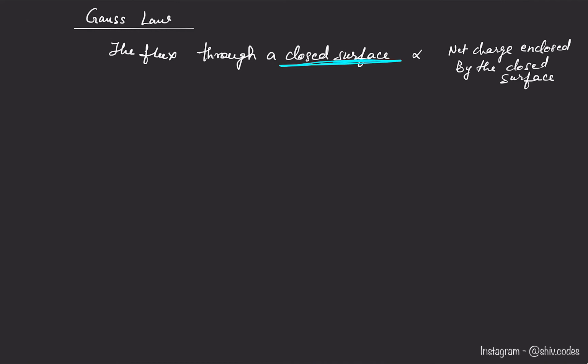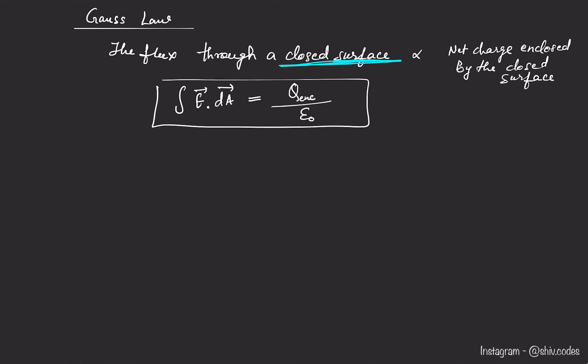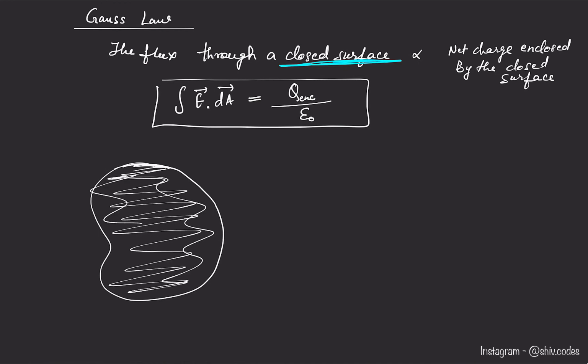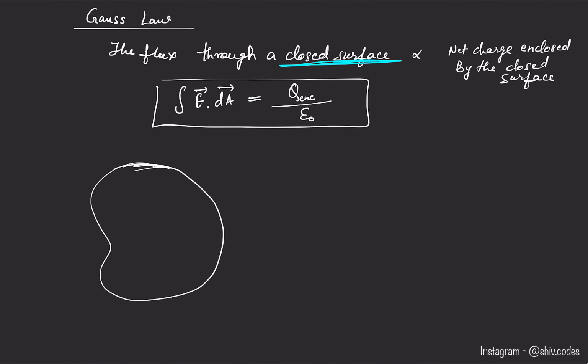So basically the integral of E dot dA, which we were calculating in the previous step, is given by the net charge enclosed, which is Q enclosed, divided by epsilon naught. So this is Gauss law. Let's see the previous example. In the previous example we saw that there was a closed surface but there was no charge inside it. So inside the closed surface, there was no charge enclosed. So Q enclosed is 0, then it means that the flux should be 0.